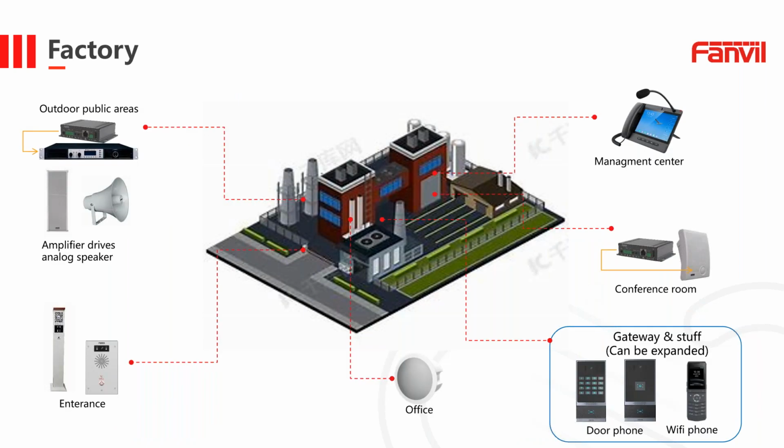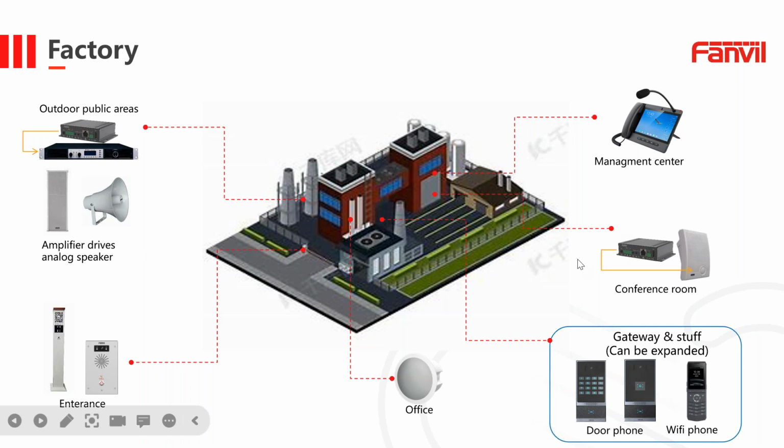And next, I'm going to share with you those scenarios that can use the paging system. So the first one is factory, and like I said just before, you can install our A320i in the management center or management room. And first, you can install our intercom at the entrance of the factory. So for example, when a visitor has some problems, they can just click it to make a call with the management center, and the staff can quickly respond.